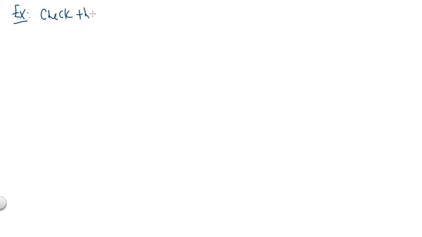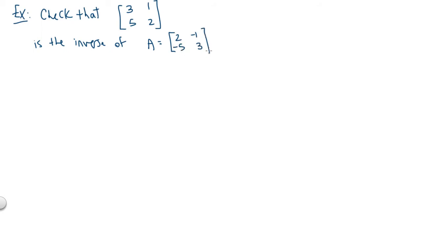So let's check that the matrix 3, 1, 5, 2 is the inverse of the matrix A, which looks like 2, -1, -5, 3. All right, well, for the purpose of this calculation, it will be handy to give this matrix here a name. So let's maybe call it B. So we're going to check that the matrix B is the inverse of A.